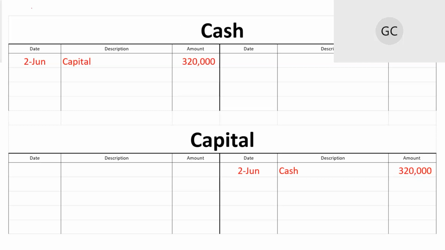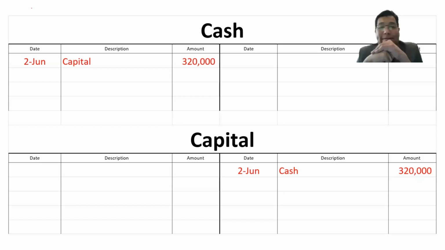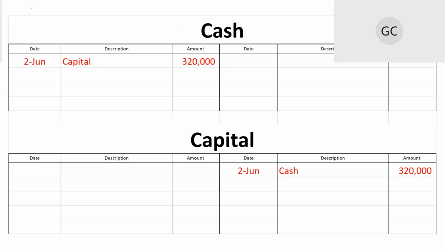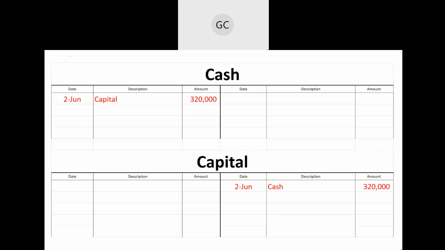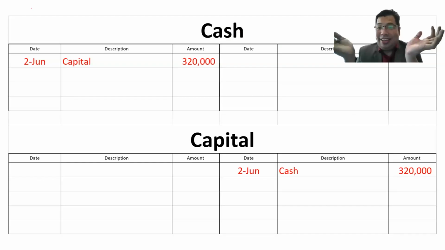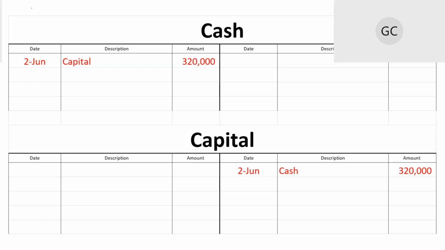Excuse me, sir. Why for capital the minus and plus are inverted, and for cash it's not the same? Why is cash on the debit side while capital on the credit side? Is that the question, Gaspar? I know it's because plus and the minus are inverted, but why is it like that?